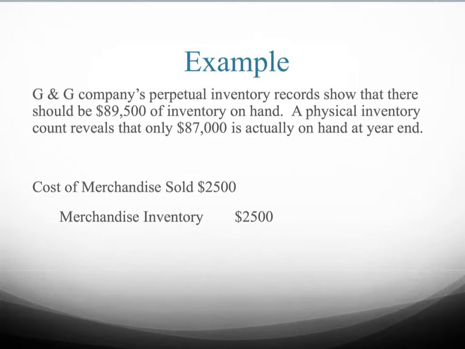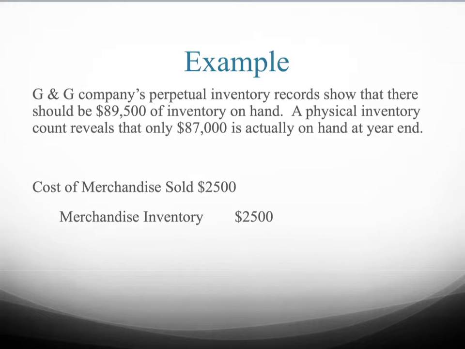How do we account for this? Let's take a look at an example. G&G Company's perpetual inventory records show that there should be $89,500 of inventory on hand. A physical inventory count reveals that only $87,000 is actually on hand at the end of the year. The difference between what is actually on hand and what we have in our books is $2,500.